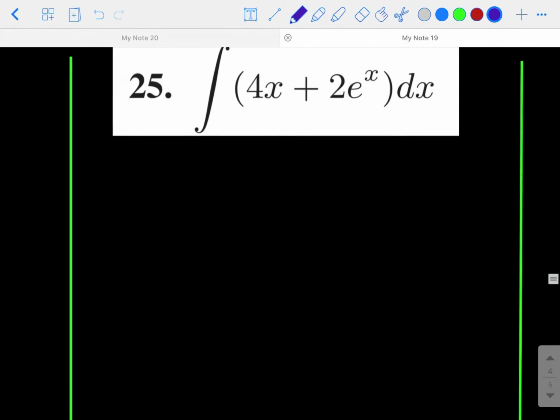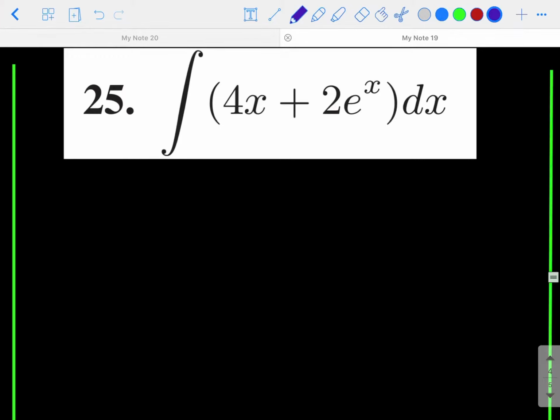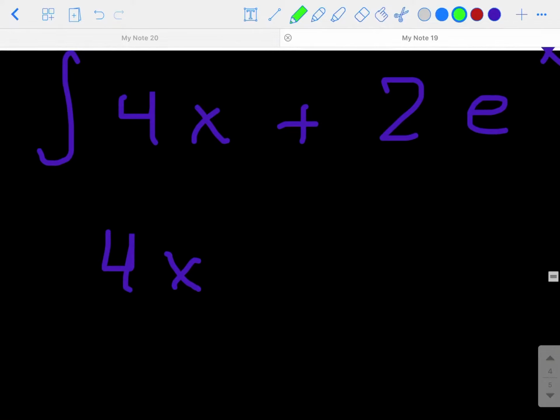On to the next one, 25. Drop out the parentheses, and this becomes integration of 4x plus 2e^x dx. It's pretty straightforward from here. I'm going to integrate, and when I do that, I can drop out the integration symbol and apply the integration process. So it's 1 plus 1, because there's a hidden 1 in front, and 1 plus 1.